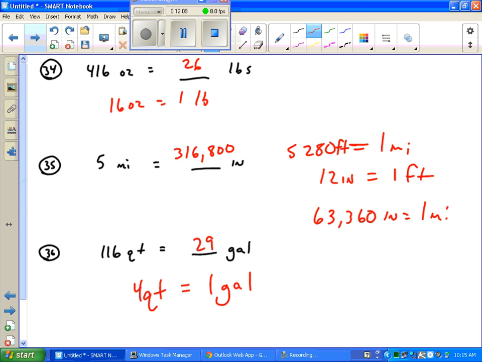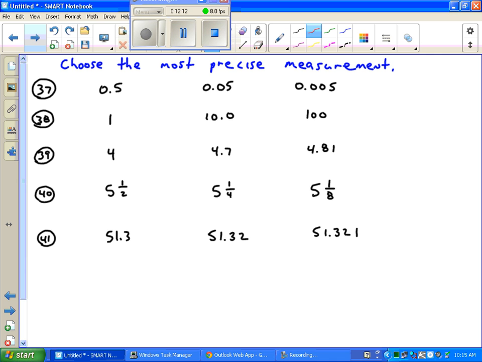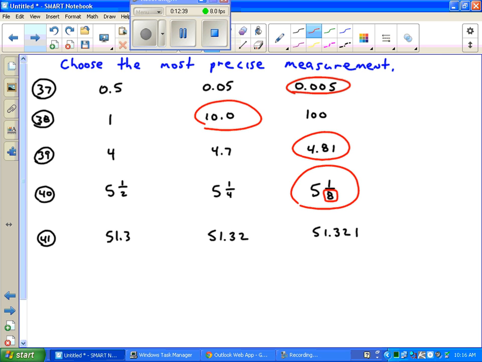The next part of the study guide asks you to pick the most precise measurement. They don't give you any unit measures. You pick the one that has the most amount of numbers after the decimal, 0.005. 0.0 for that one to the nearest tenth. 4.81, two digits after the decimal. For this next one, you have fractions showing up, 1/2, 1/4, 1/8. You want the one that has the smallest fraction, 1/8. The smallest one is the most precise. And then again, the most digits that come after the decimal, 51.321. Those are your most precise measurements.